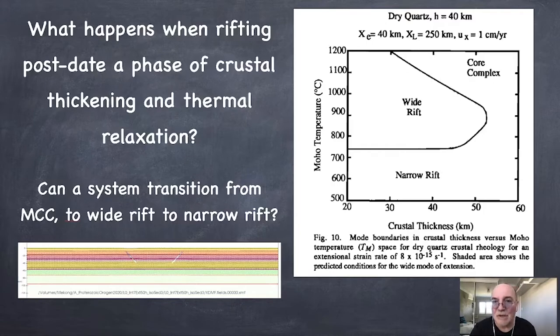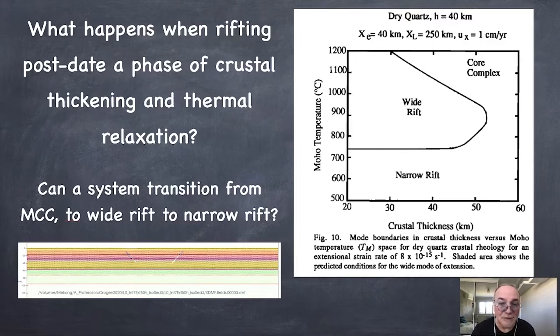This is a graph that I have extracted from the paper of Roger Buck. It shows the temperature at the Moho, and on the abscissa we have the crustal thickness, and he maps the three different modes of continental extension. The core complex mode is in that corner, with thick continental crust and hot temperature at the Moho. The wide rift is in the middle, and in normal or thinner crust and low temperature at the Moho, the mode is narrow rift.